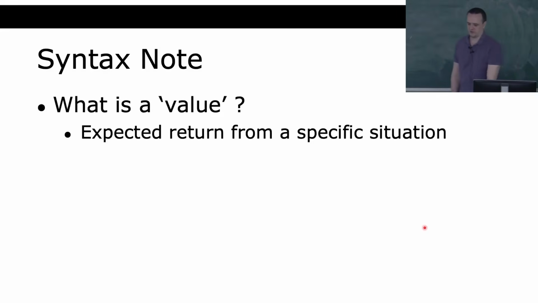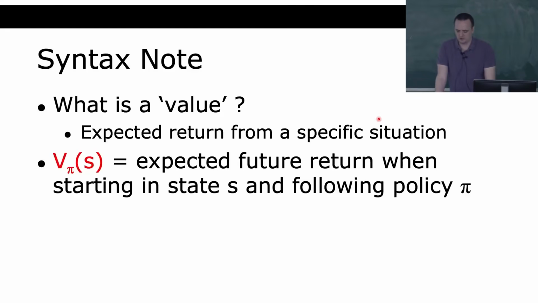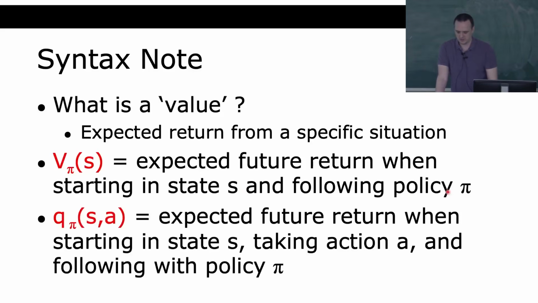So just a syntax note, the value, we talked about that last time, that's the expected return. We did talk about this, but just as a reminder for the slides going forward. V pi of S is the expected future return when starting in state S and following the policy. And Q pi of S, A differs from this in that it's the expected return when we start at S, but we take a given action before we start using the policy. Okay, so that's what Q pi of S, A is.